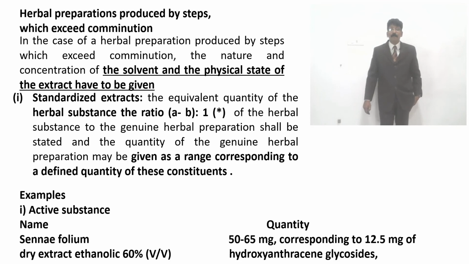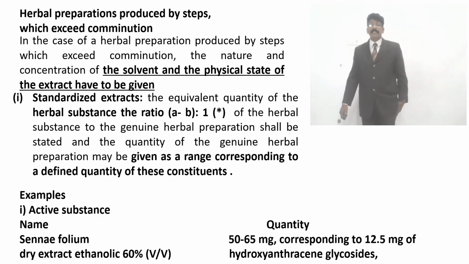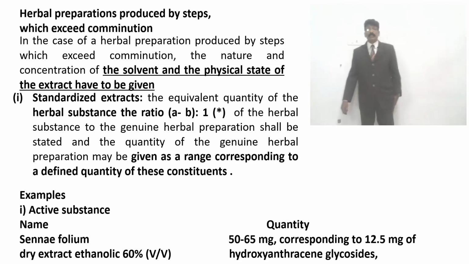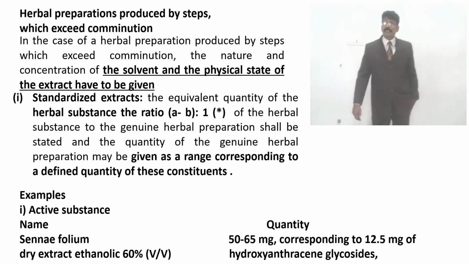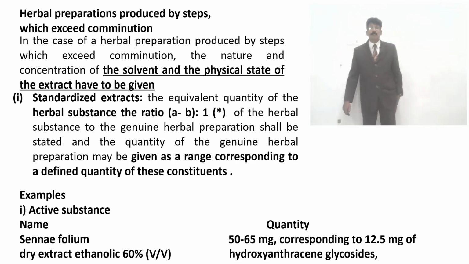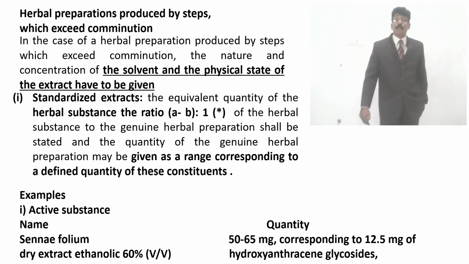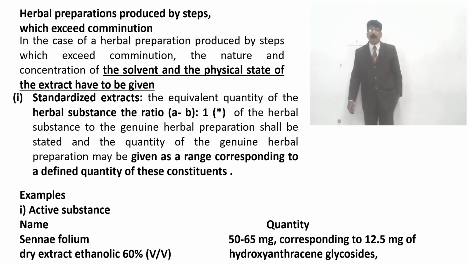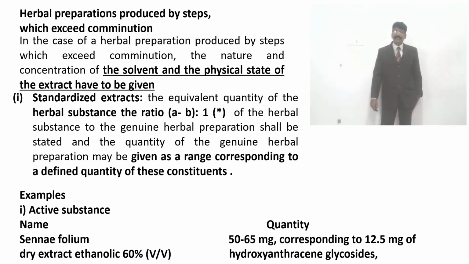Example, Sennae folium is the second example. Dried extract, the same example. What extract are we giving? Ethanolic extract of 60% volume by volume, ratio A to B is to 1, given as sennoside B, which is present at 50 to 65 milligram, corresponding to 12.5 milligram of hydroxyanthracene glycosides, calculated as sennoside B.